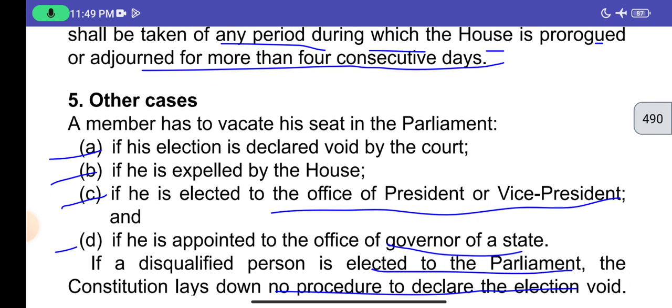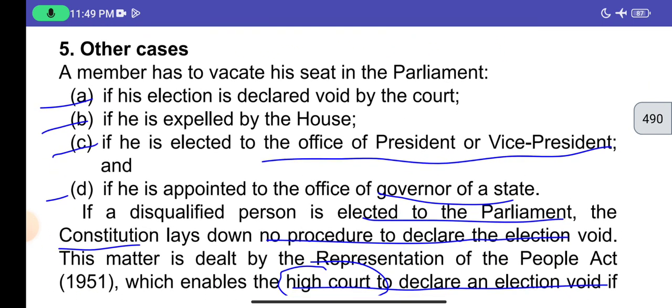Now, other cases. A member has to vacate his seat in the parliament if his election is declared void by the court, if he is expelled by the house, if he is elected to the office of president or vice president, and if he is appointed to the office of governor of a state.